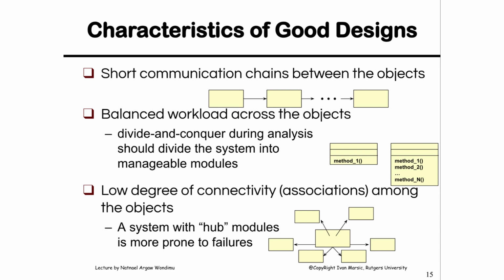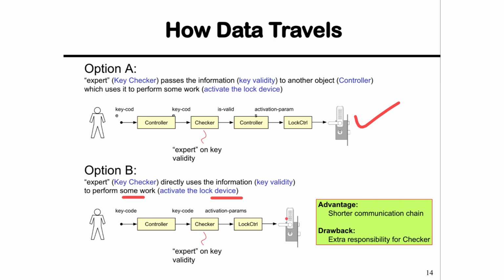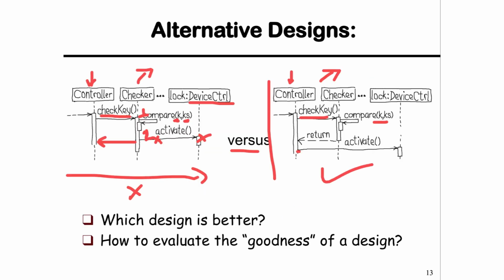So what are the characteristics of good designs? It might be contradictory when we talk about the characteristics of good designs, but you have to balance between these trade-offs. The first characteristic of good design is shorter communication chains between objects. In this case, the second approach could be better than the first approach, because it has a shorter communication channel.